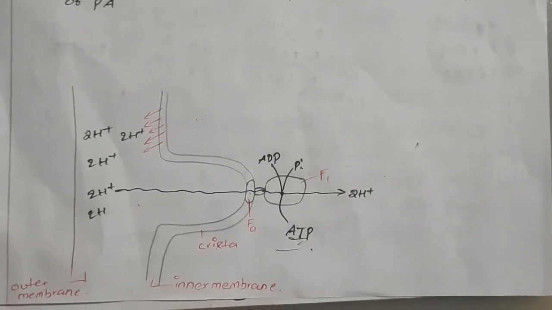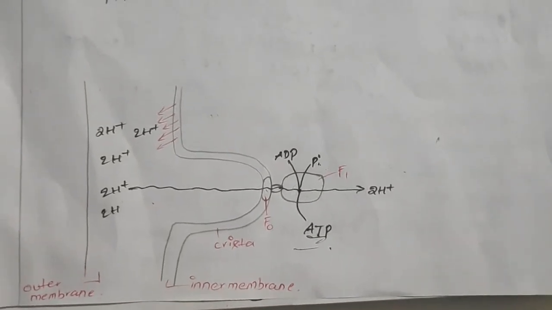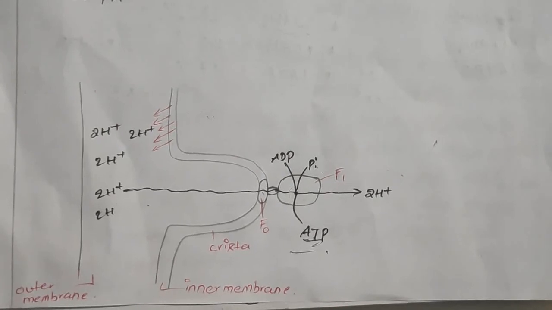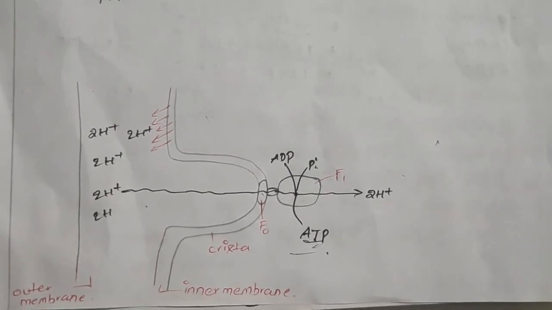In the next video we will discuss how many ATPs we have got after all the aerobic cycles, and individually in each cycle how many ATPs and NADPs we have got.